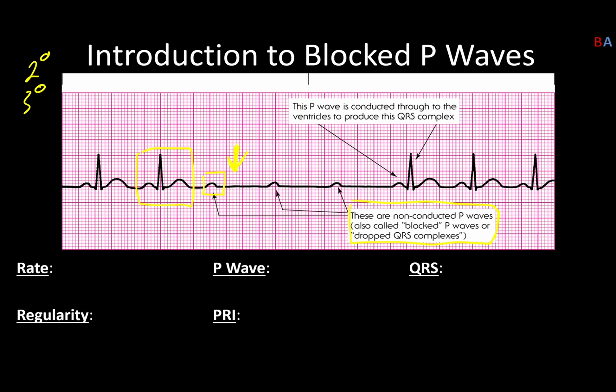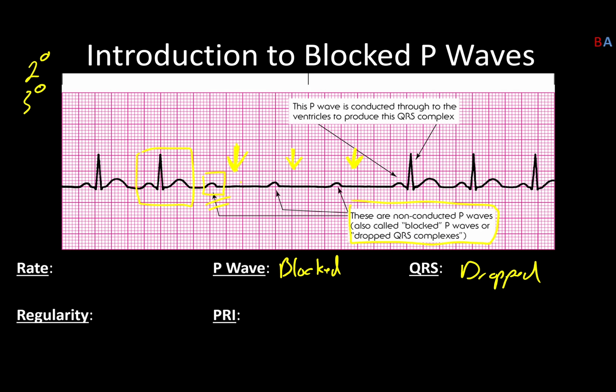And that's what we're talking about, is that this P wave was blocked from conducting, and so you wind up dropping a QRS. That's just the overall concept. And so you can see in this one you actually have 3 blocked P waves in a row, which causes 3 QRSs to be dropped. And we kind of use that language interchangeably when we're talking about these things.